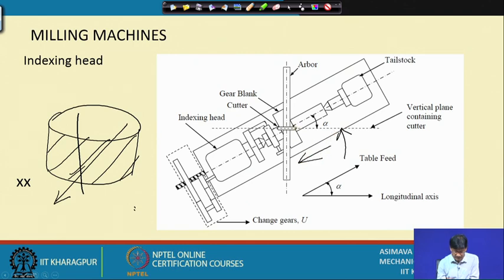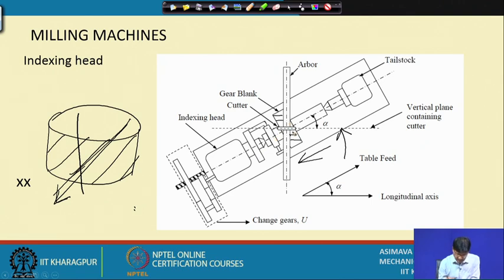If the table moves this way, still the cutter is not oriented in that direction. If we have to move this way, and if this is the orientation of the teeth, motion is not taking place that way. So, the relative motion of the tool and the workpiece will not be in the direction that has been shown. So, how is that made possible?